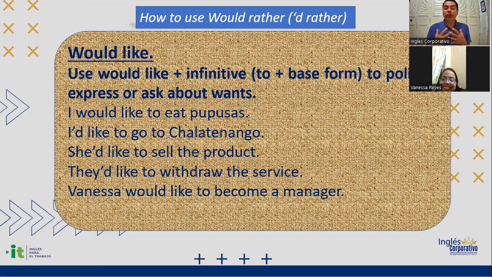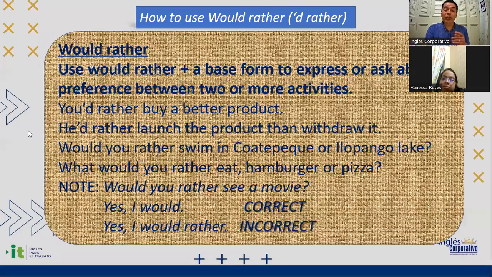Okay, good. So again, I like is simple. Not polite, no es amable, solo me gusta y punto, ¿ya? But when I say would like, yo estoy siendo amable. Especially when you go to a restaurant, you say, I would like, quisiera esto, quisiera el otro, me gustaría, quisiera, right? But when you use would rather, it's the same. You're going to be polite, right? Está siendo amable al decir que le gusta algo.